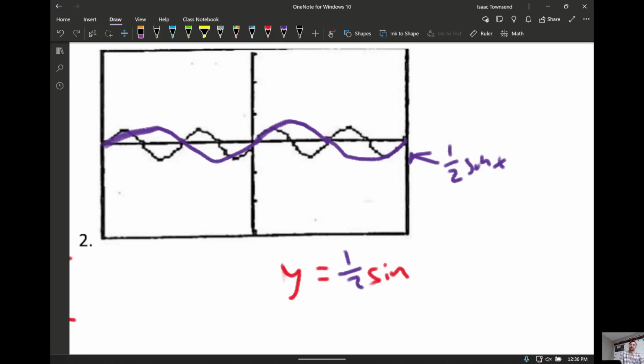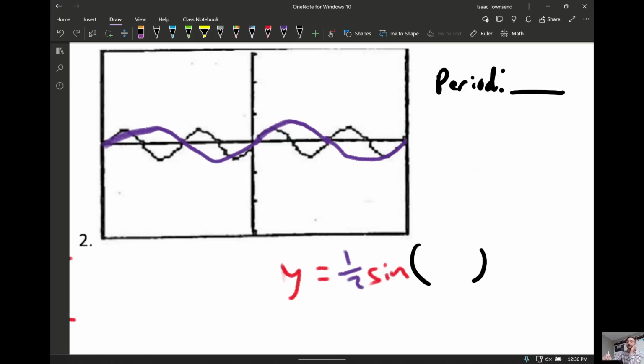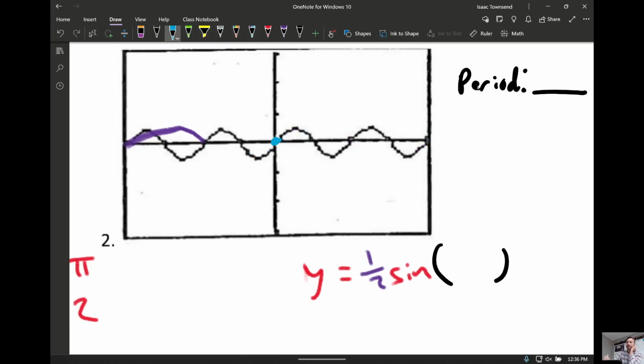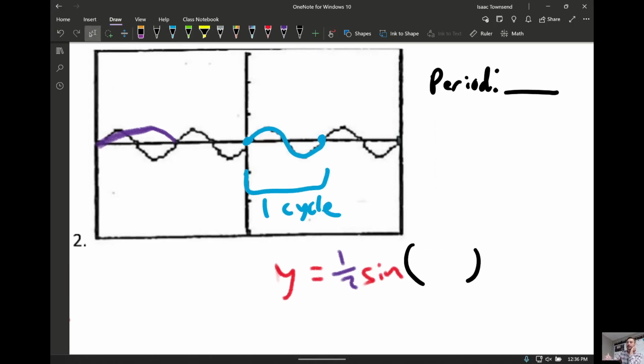But that's still not exactly the same. We got to change something else too. Looks like it needs to repeat more often, so I need to change the period. The way we're going to change period is by putting a number in for b. Now, you're welcome to guess and check that way, but at some point you're going to want to be a little bit more efficient. So, to know what the period's supposed to be, pick a starting point and an ending point of one cycle, and this is obviously 0. What is this? What x value is this?